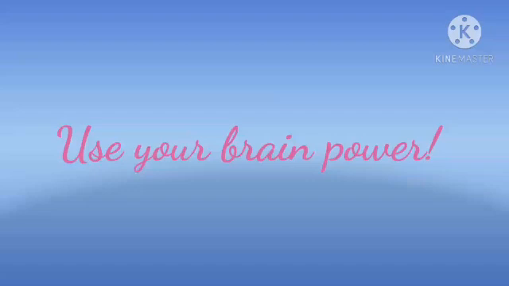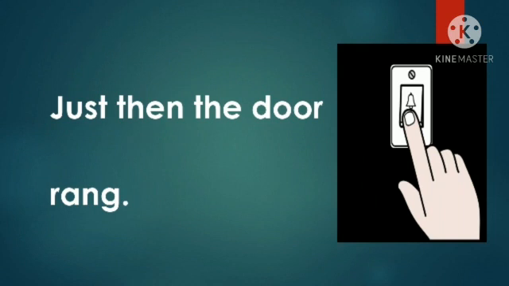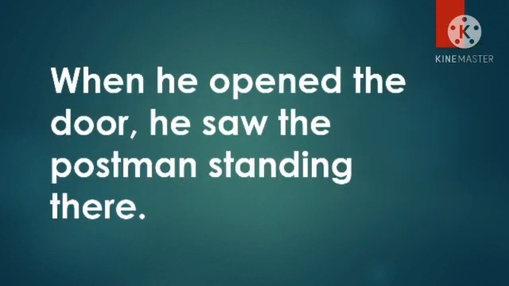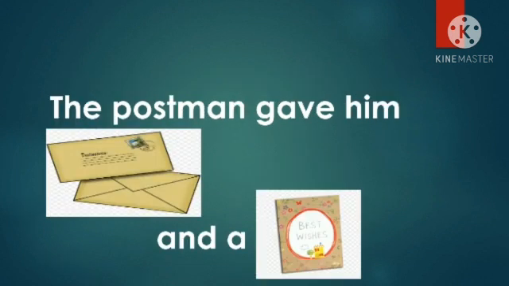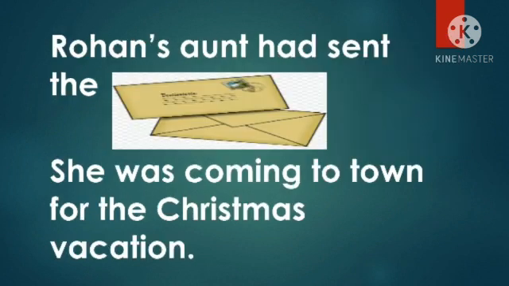Use your brain power. As today was a holiday, Rohan was at home. He was watching a cricket match on TV. Just then the doorbell rang. When he opened the door, he saw the postman standing there. The postman gave him a letter and a greeting. Then he sat on his bicycle and rode away. Rohan's aunt had sent the letter. She was coming to town for the Christmas vacation.